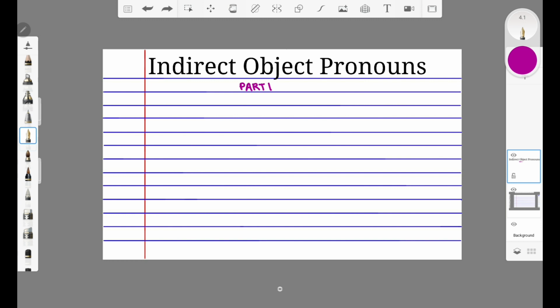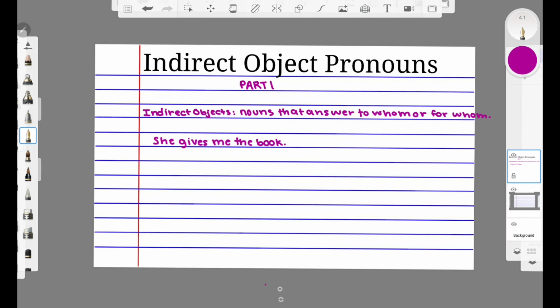But first, what are indirect objects? Indirect objects are nouns that answer the question to whom or for whom something is done. And indirect object pronouns, like direct object pronouns, just replace indirect objects. So let's look at some examples, first in English, and then we'll switch over to Spanish examples.